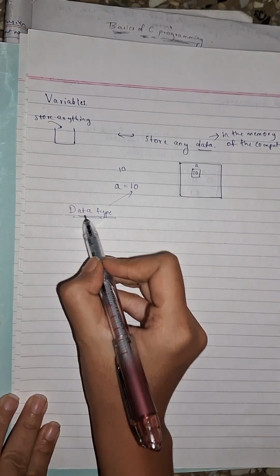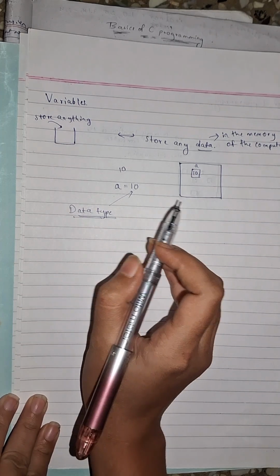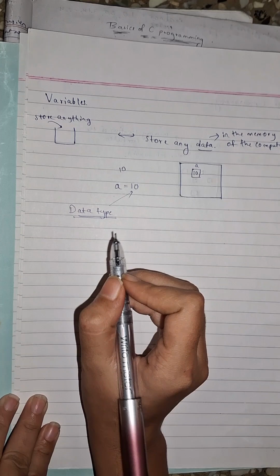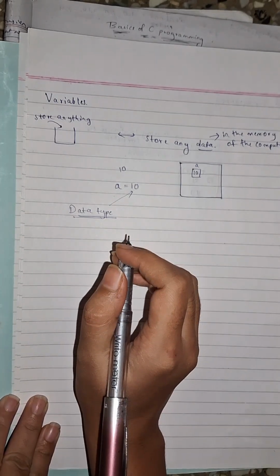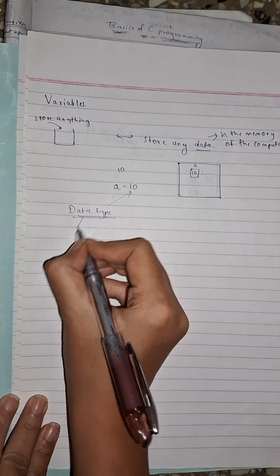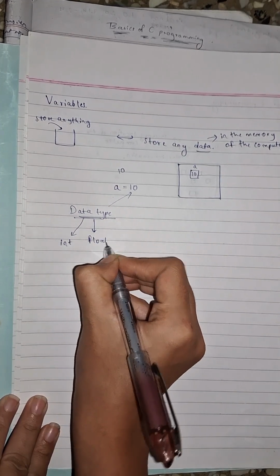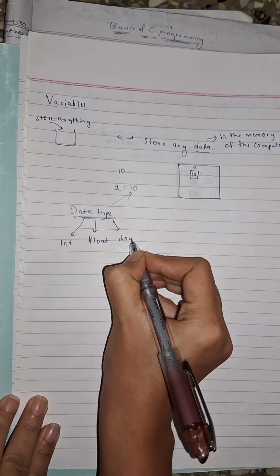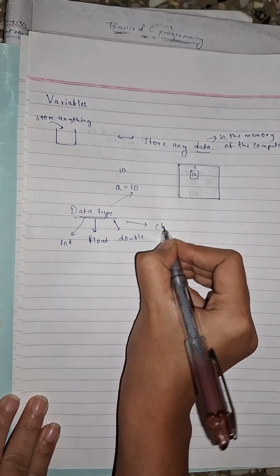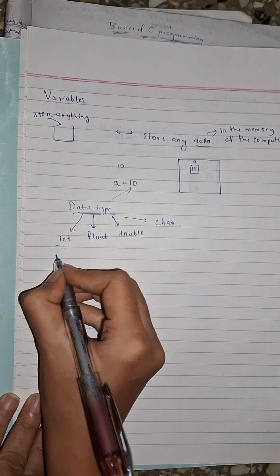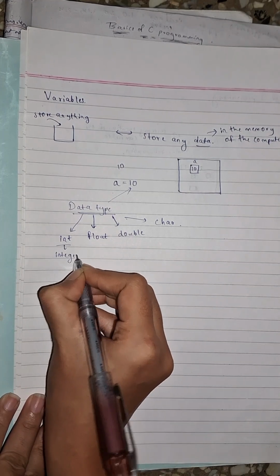Data types: data means any value. Based on the type of value, we are categorizing it into 4 types. For now it's enough. The 4 types are int, float, double, and char. Int is a short form for integer.